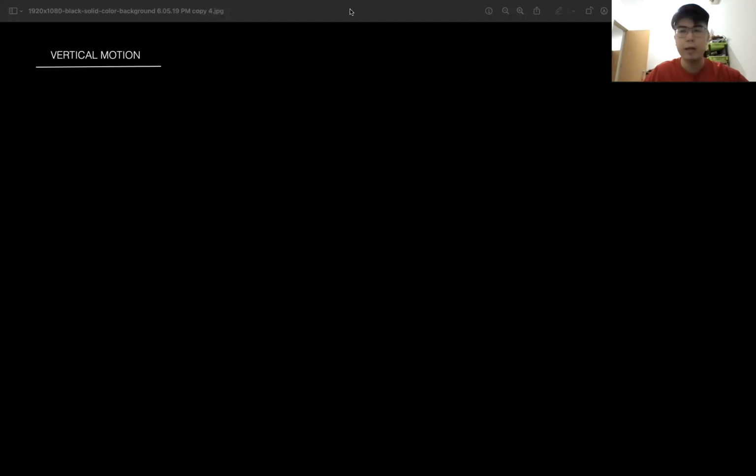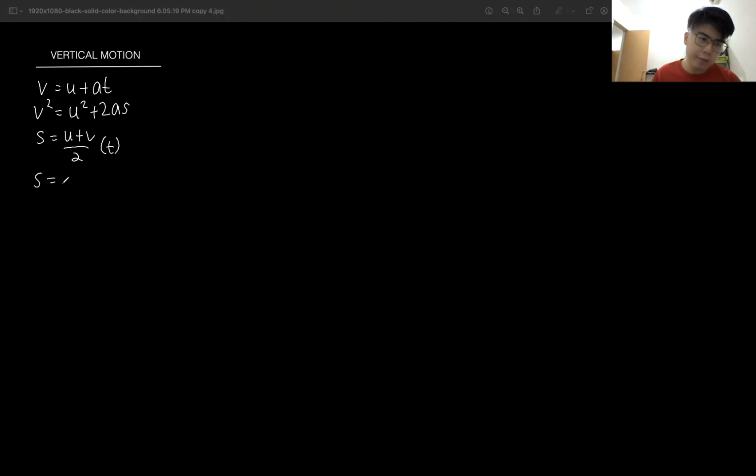Last week, we covered horizontal motion. The four formulas that you need to remember. What are the four? V equals to U plus AT, V squared equals U squared plus 2AS, and then S equals to U plus V over 2 T, and S equals to UT plus half AT squared. These are the four formulas of motion.